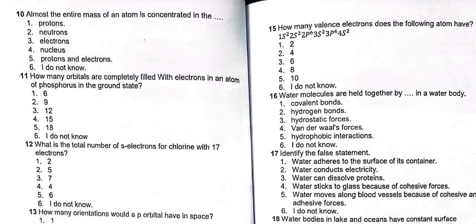Then here they're saying almost the entire mass of an atom is concentrated in the what? In the nucleus, right? Yeah, because that's where you find neutrons and what? And protons. So the correct answer here is 4.